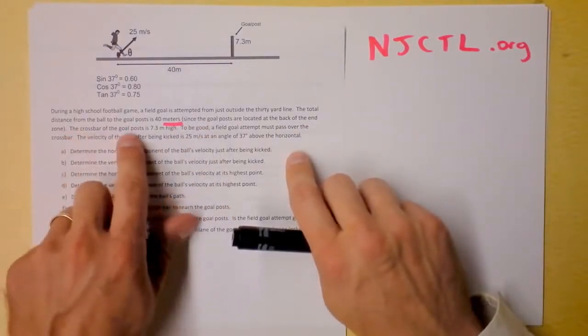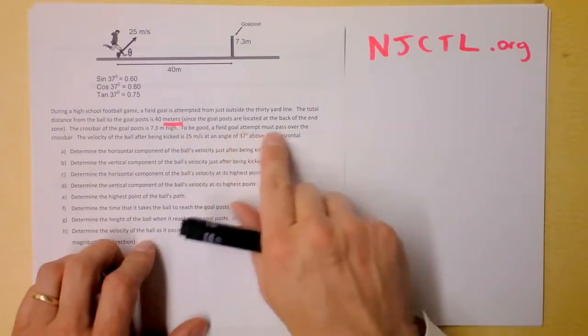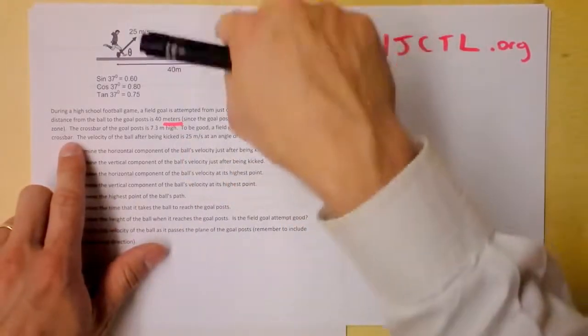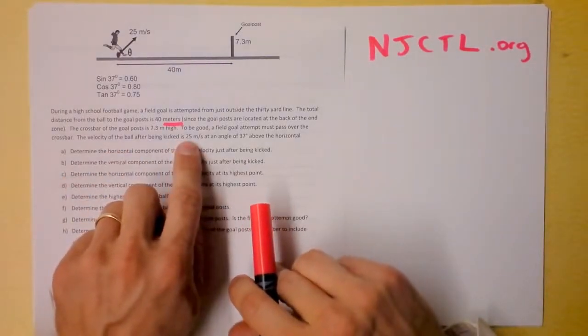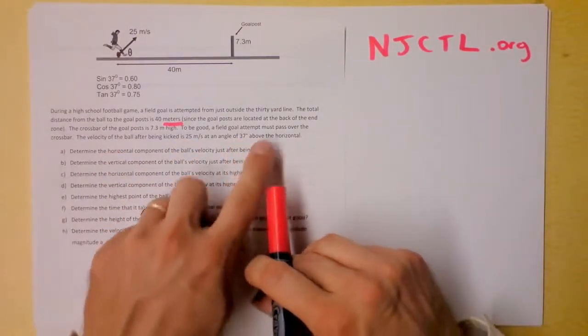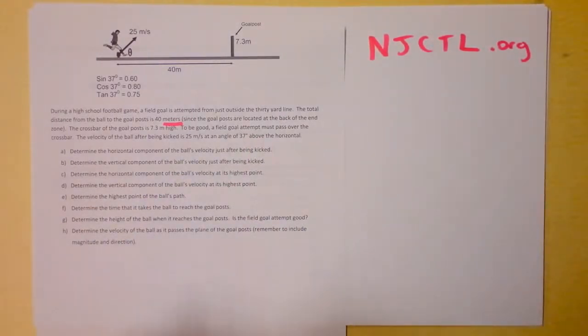It says the crossbar of the goalpost is 7.3 meters high. And to be good, a field goal attempt must pass over the crossbar, right? Any distance above the crossbar will be fine. The velocity of the ball after being kicked is 25 meters per second at an angle of 37 degrees above the horizontal. I like 37 degrees because I'm thinking it's a 3, 4, 5 triangle.